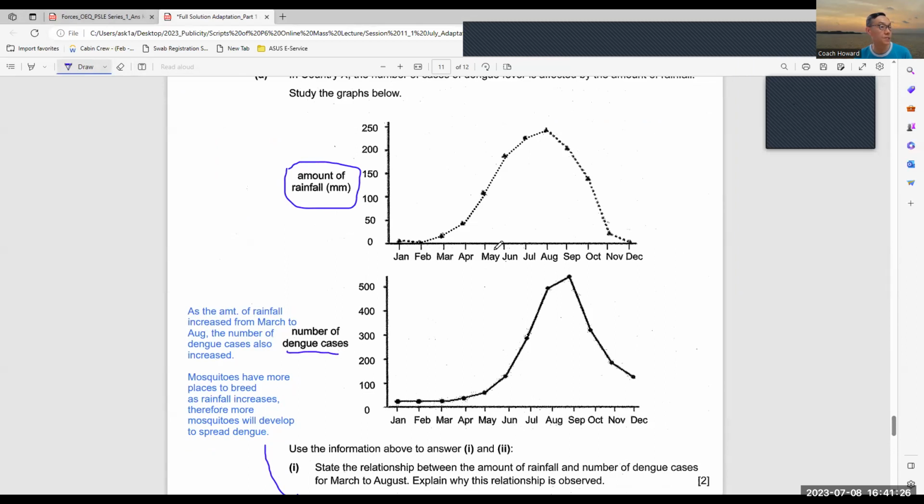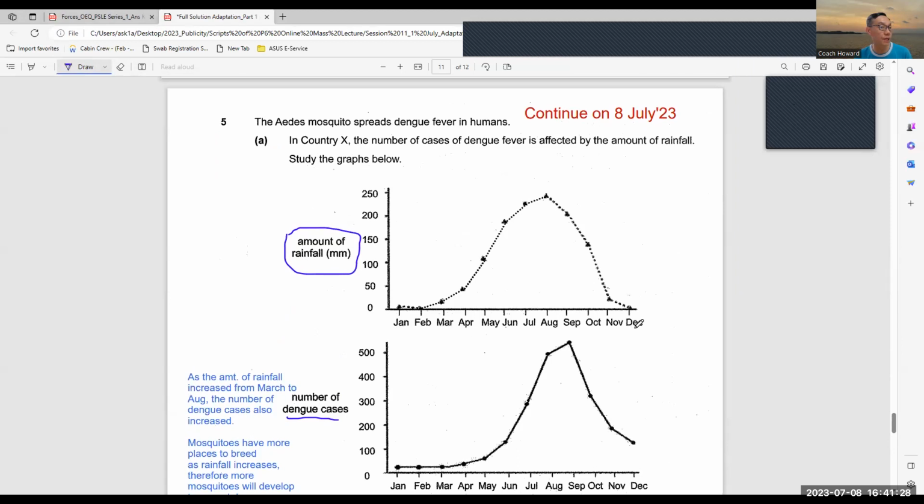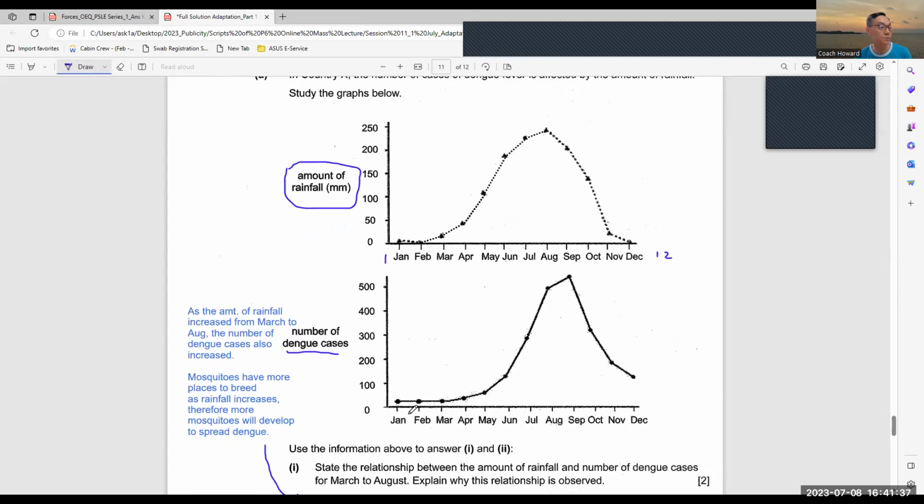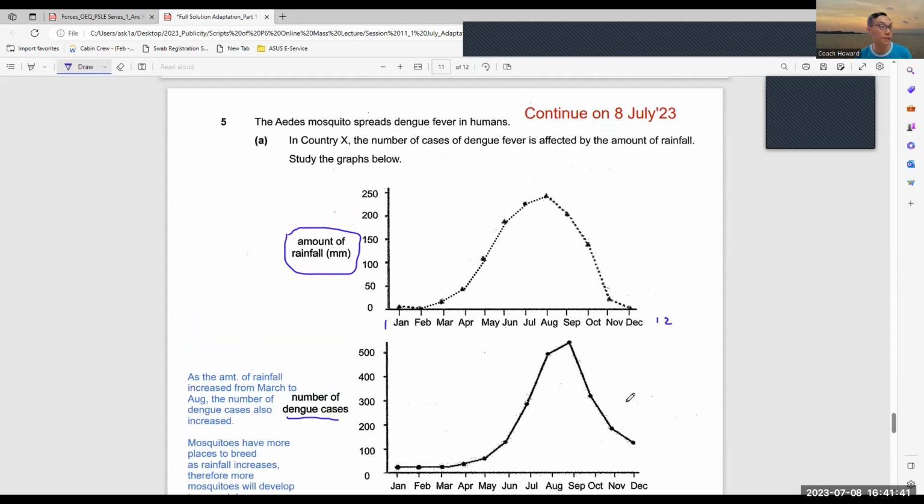Okay, so you can see here, there are 12 months being represented from January to December. And similarly, it corresponds January to December for the number of dengue cases. Okay, for students who just come in, just listen first. Don't ask any questions. After that, then you ask questions. So from January, the amount of rainfall is almost zero, and then it increases. Rainfall is calculated in the units of millimeters, mm.